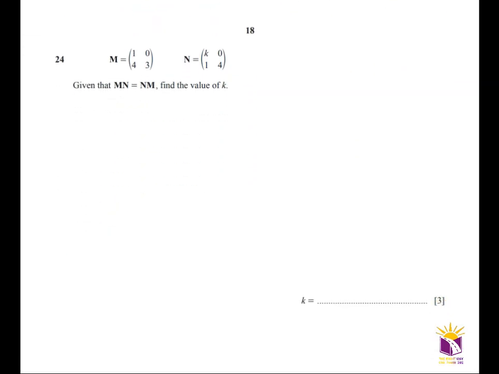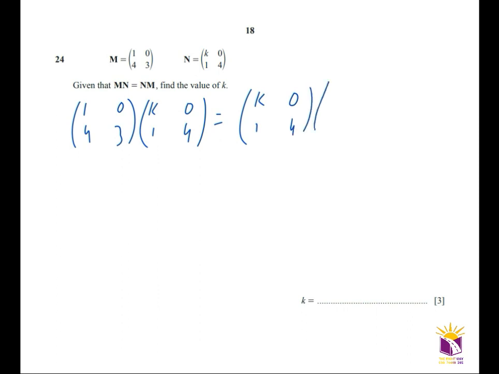Question number 24. M and n are given. Given that m multiplied by n is equal to n multiplied by m. Now you have to find the value of k. So m multiplied by n will be equal to 1043 multiplied by k014, which will be equal to k014 multiplied by 1043.